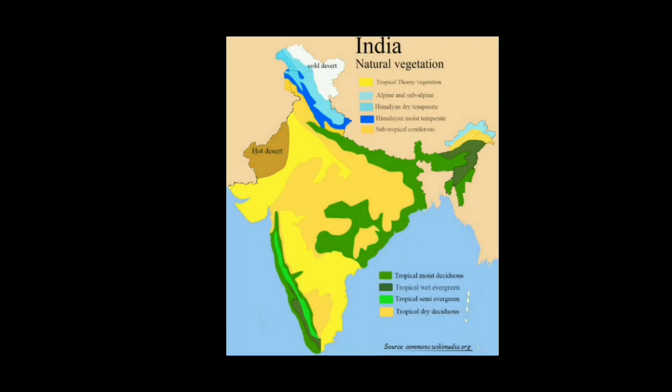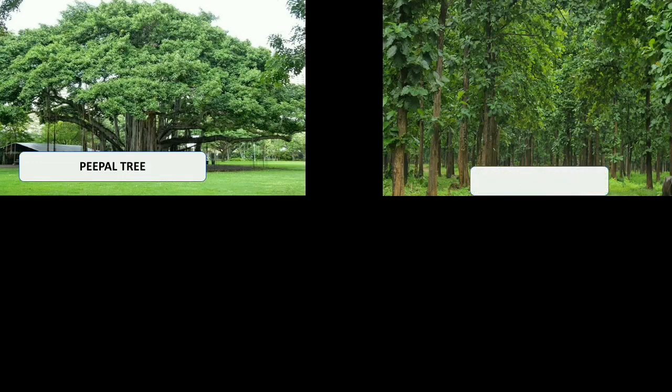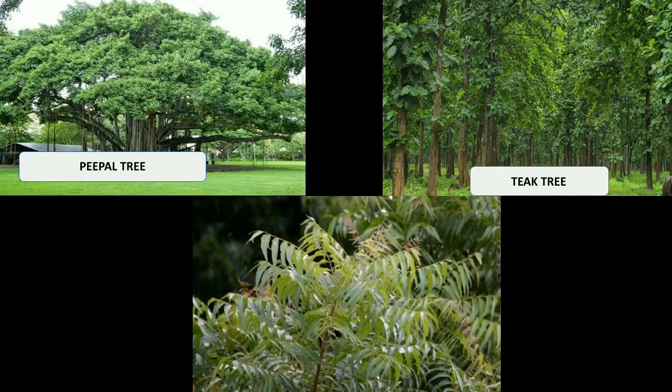These forests are found mostly in the dark shaded yellow portions, such as Bihar, Uttar Pradesh, and the Rainier Plateaus. The most commonly available trees in these areas are the teak, the peepal tree, and the neem plants which are grown in this dry deciduous forest.